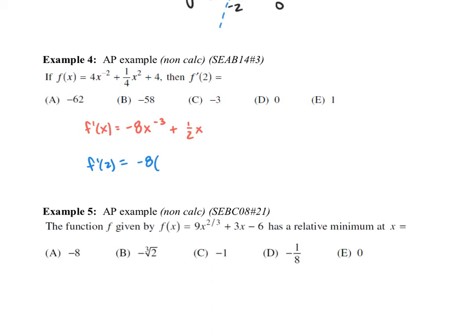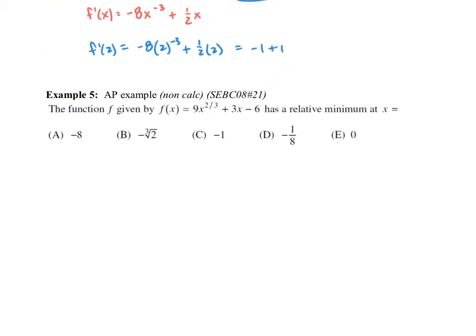We have -8 times 2 to the -3rd plus 1/2 times 2, and that gives us -1 plus 1, and so we end up getting 0 for this particular derivative. All right, let's do the very last question in this particular section.